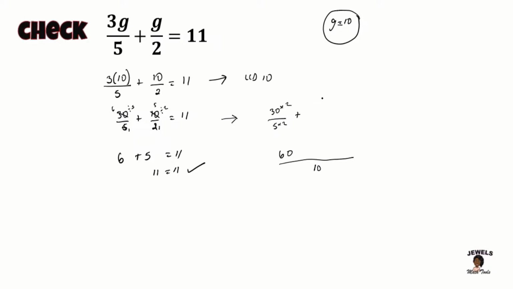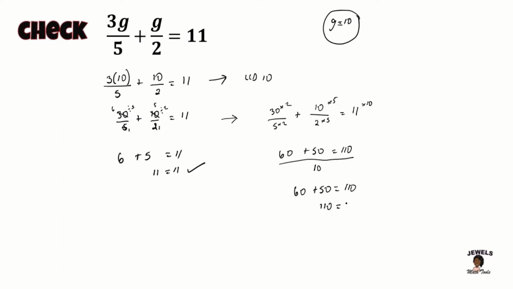And then adding that to my 10 halves, where our 10 will be multiplied by 5, because we know that when we multiply 2 times 5, that is equal to 10, which would have equaled 50. And with our 11, since it has a denominator of 1, this would have also been multiplied by 10, which would have equaled 110. And we know that when 60 is added to 50, it is equal to 110.